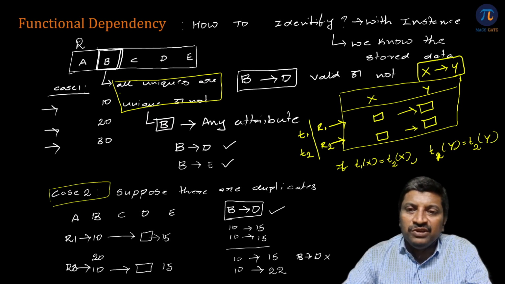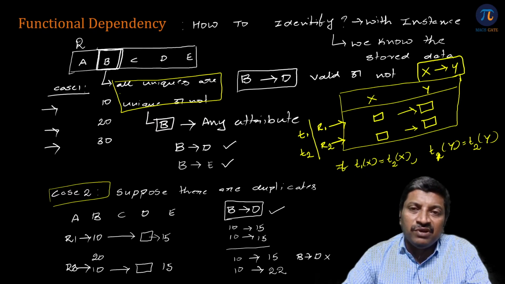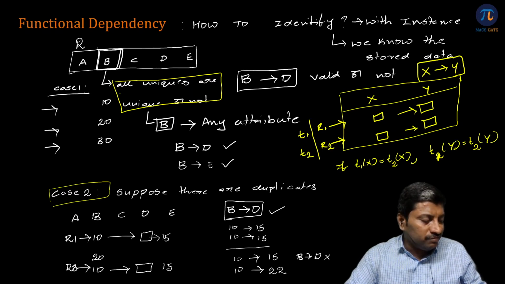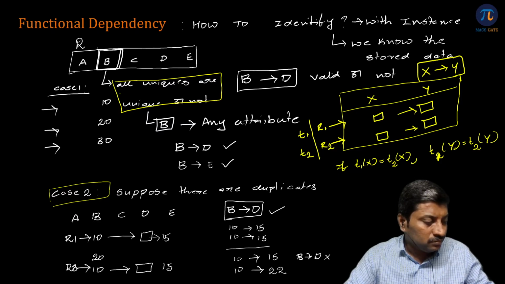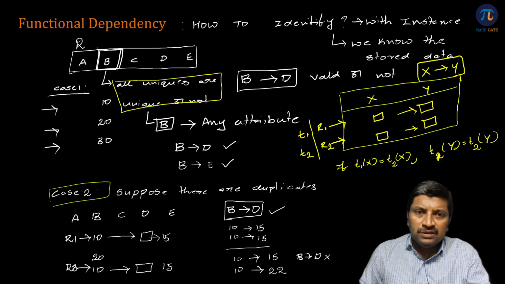So this is how we need to have. When there are two tuples in which the values of X are same, I need to have same values for the Y column also. Hope you understood the definition of functional dependency. Please go through it, sir. Shall we continue?